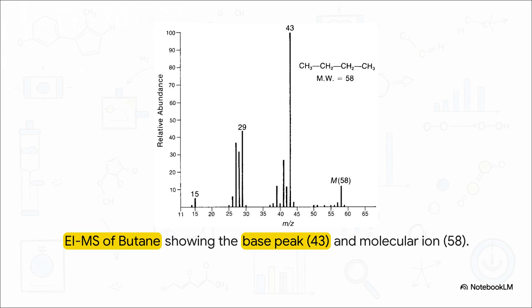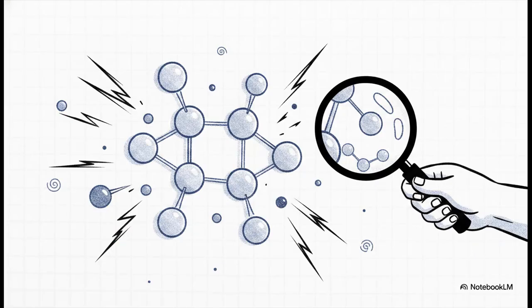Now, if you compare that relatively small peak at 58 to the absolute massive spike at 43, that tallest peak is what we call the base peak. It represents the most abundant fragment that formed when our butane molecular ion broke apart. But here is a massive catch. You have to be super careful to ensure the peak you're looking at is actually the molecular ion and not just a heavy fragment. Beware of the invisible molecular ions.